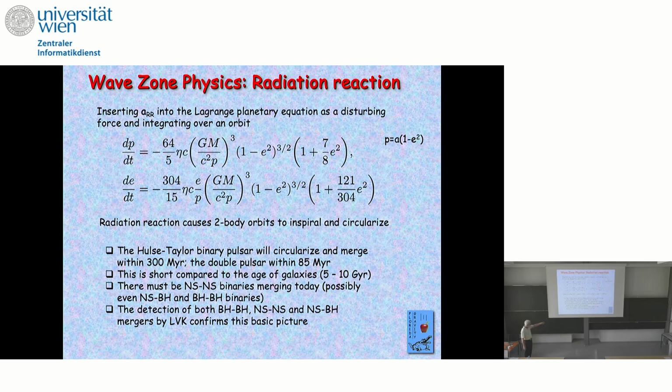Another related system called the double pulsar, discovered maybe 20 years ago, will merge within 85 million years. And the reason this is an important number is that this is short compared to the age of galaxies such as the Milky Way, which are measured in gigayear timescales, billion-year timescales. This means that there must be neutron-star binaries merging today, ones that started their life early in the galaxy that are merging now, because they only live a short time, 300 million years, and even neutron-star black hole and black hole binaries.